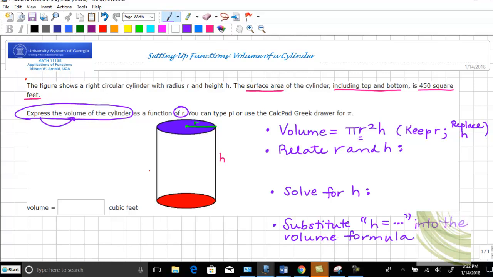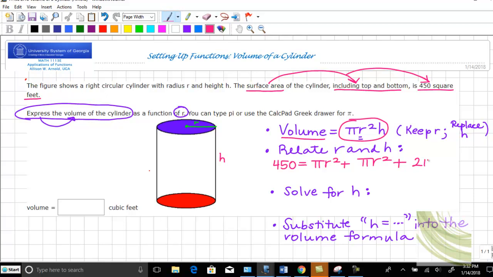Alright, so we're starting here, pi r squared h. We're going to relate r and h. Oftentimes that means we have to reread the question. Notice what you're given is that the surface area, including the top and the bottom, is 450 square feet. So this 450 square feet would be the area of the bottom, which is a circle, plus the area of the top, which is also a circle, plus the area of the curved sides, which is basically a rectangular shape that you fold into a circular top.